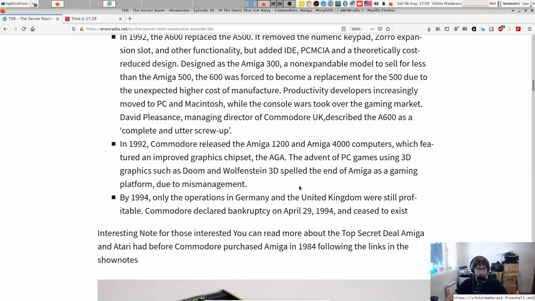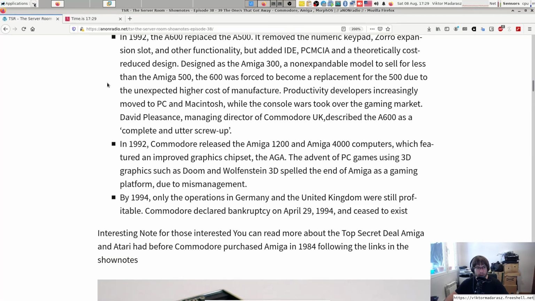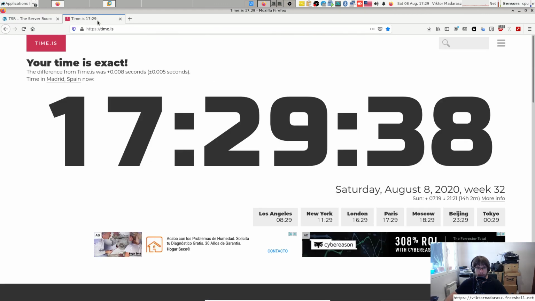In 1992, Commodore released the Amiga 1200 and Amiga 4000 computers, which featured an improved graphics chipset, the AGA. The advent of PC games using 3D graphics such as Doom and Wolfenstein 3D spelled the end of Amiga as a gaming platform due to mismanagement. By 1994, only the operations in Germany and the United Kingdom were still profitable. Commodore declared bankruptcy on April 29, 1994, and ceased to exist.